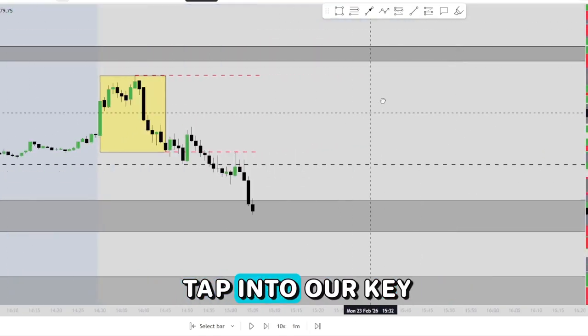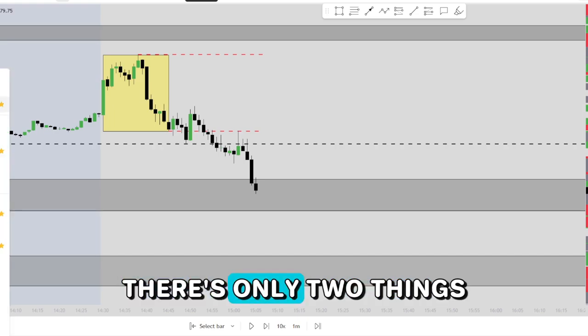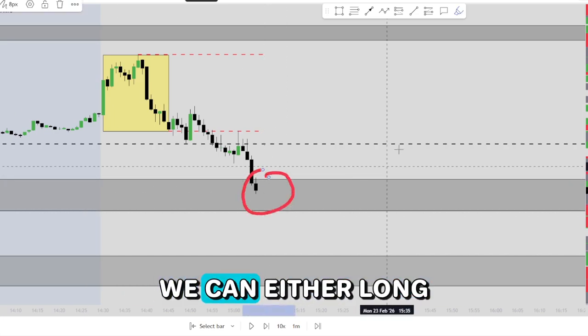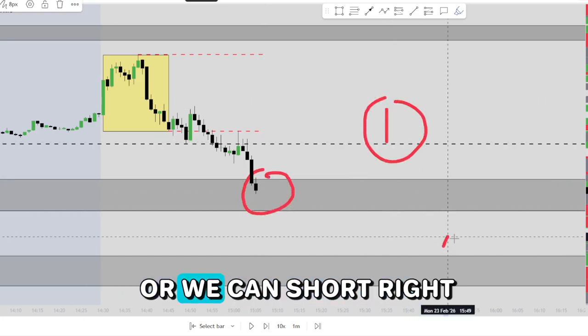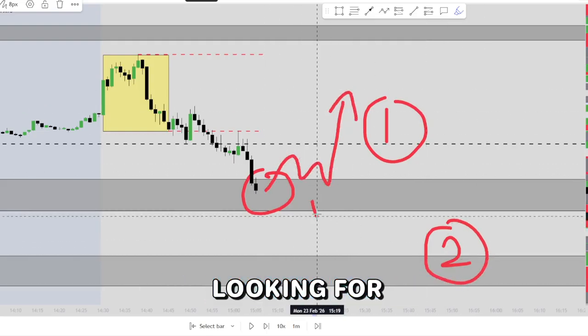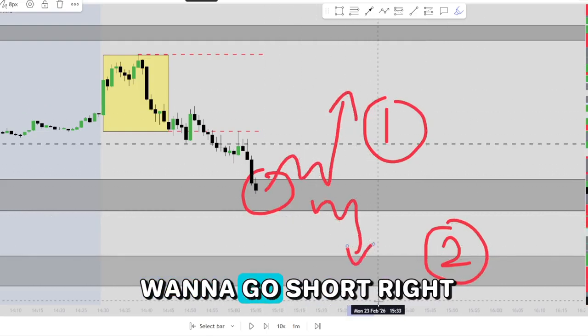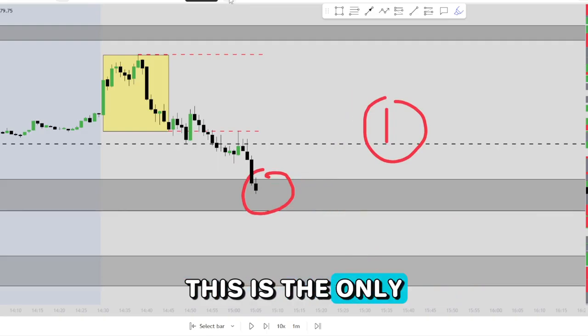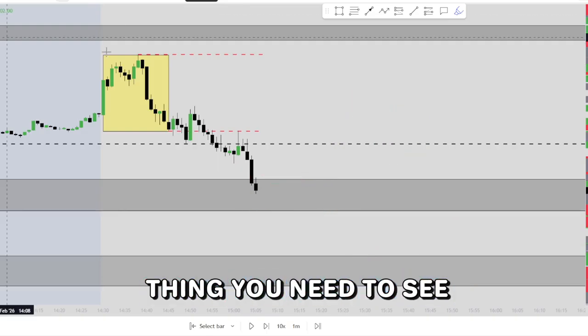So now that we tap into our key level, there's only two things that can happen. We can either long or we can short. This is what we're looking for: do we want to go long or do we want to go short? This is the only thing you need to see.